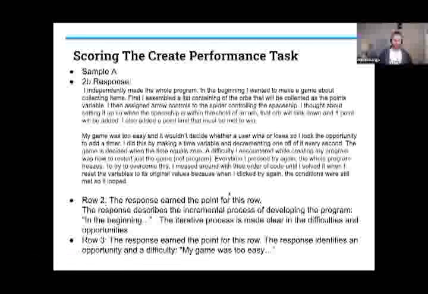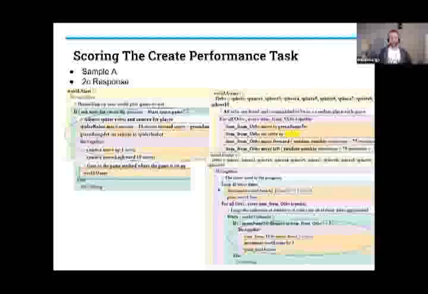I also added a point limit that must be met to win. My game was too easy, and it would decide whether the user wins or loses. So I took the opportunity to add a time. I did this by making a time variable and decrementing 1 off of it every second. The game is decided when the time equals 0. A difficulty I encountered while creating my program was how to restart the game, not the program. Every time I press try again, the whole program freezes. To try to overcome this, I messed around with the order of code until I solved it when I reset the variables to their original values, because when I click try again, the conditions were still met.